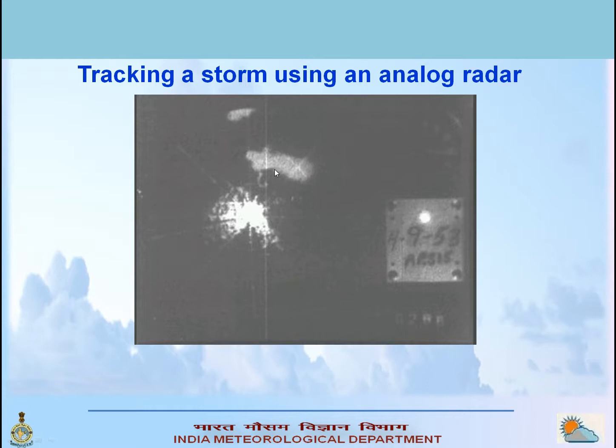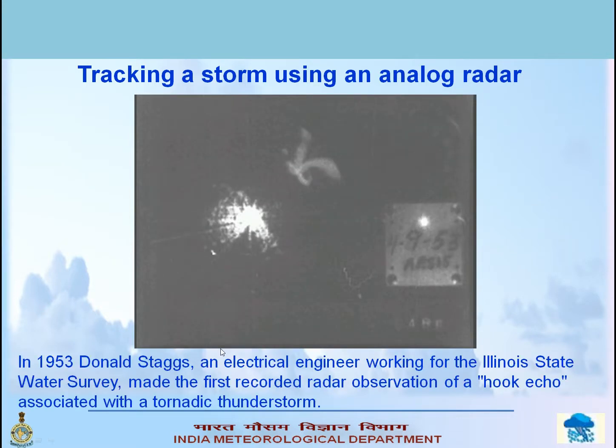This is how a tornadic thunderstorm, such a strong phenomenon, was seen in analog radar in the 1950s. So that's exactly what the description says here. In 1953, Donald Staggs, an electrical engineer working in the Illinois State Water Survey, made the first recorded radar observation of a hook echo associated with a tornadic thunderstorm.